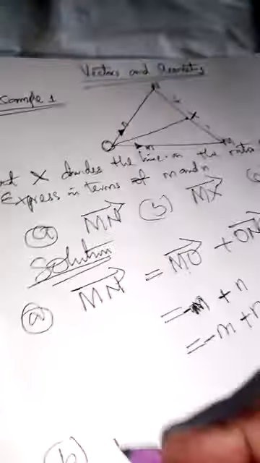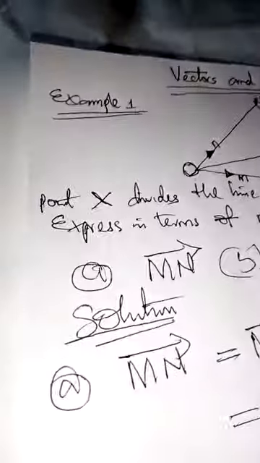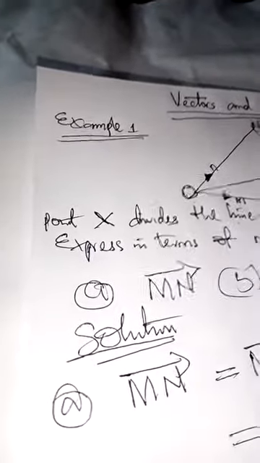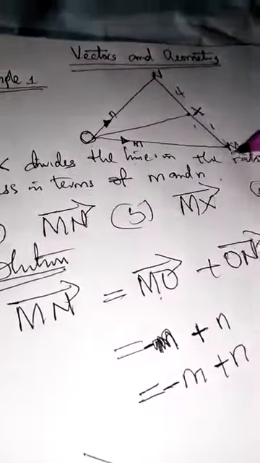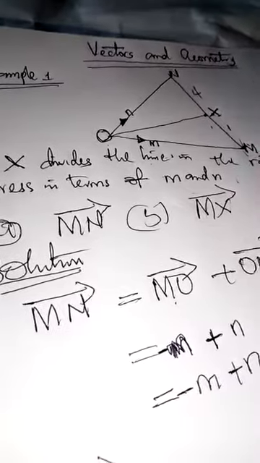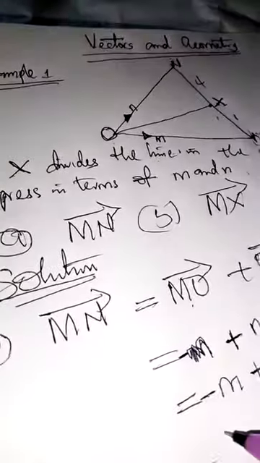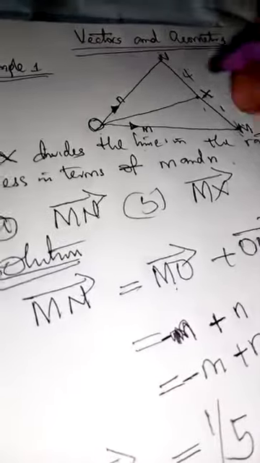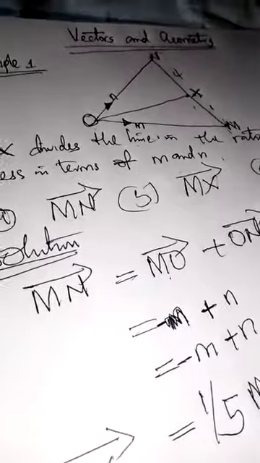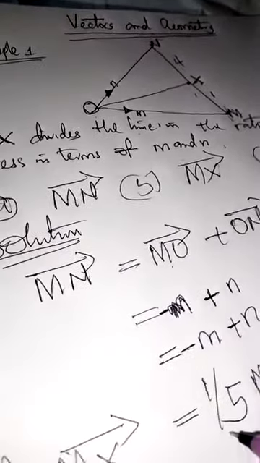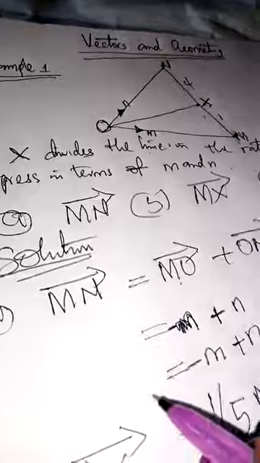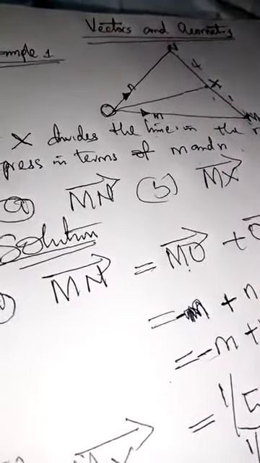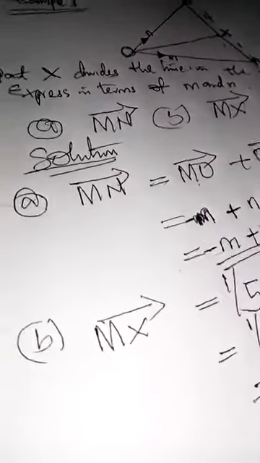That's our A. What about our B? Our B, MX. What is our MX? Our MX is a ratio of 1 to 5. So my MX will be 1 over 5 of MN. And what is my MN? That is what we have already gotten, negative m plus n. That's the answer to that.